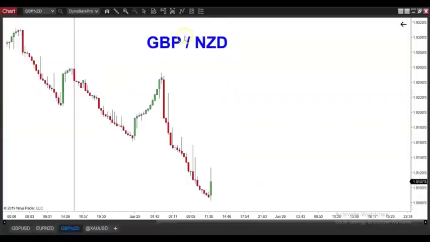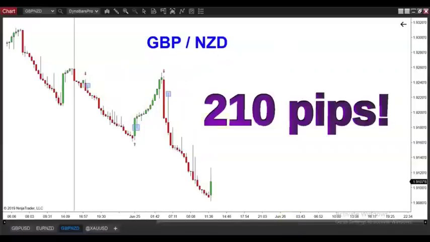How about the GBP NZD? Do you guys see any signals? Well, I know I do, right? Here's a short signal, here's a long signal, here's a short signal. So far, so good. Boom! There are the 3 retracements within those 3 signals. 200 pips on the GBP NZD.